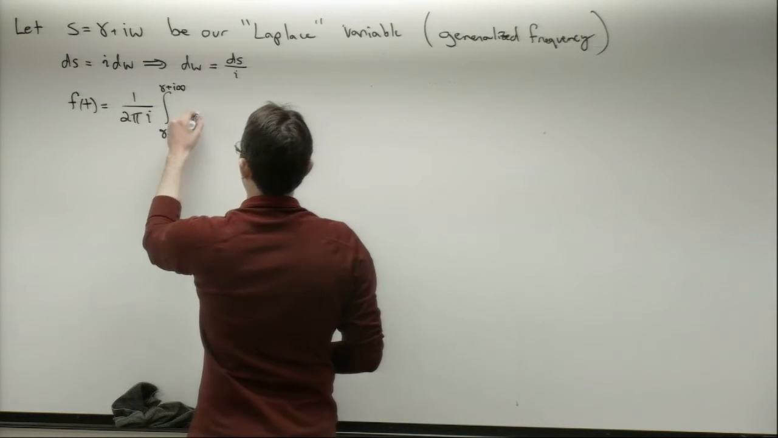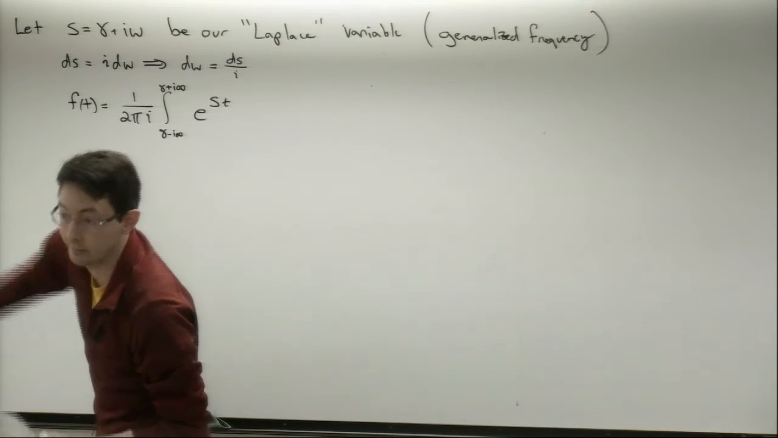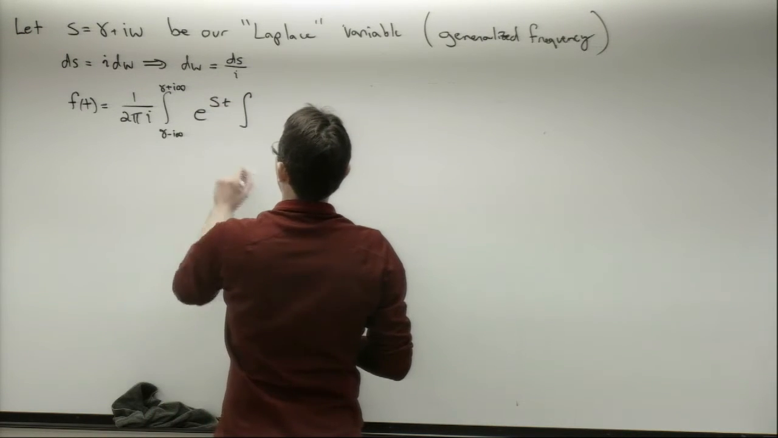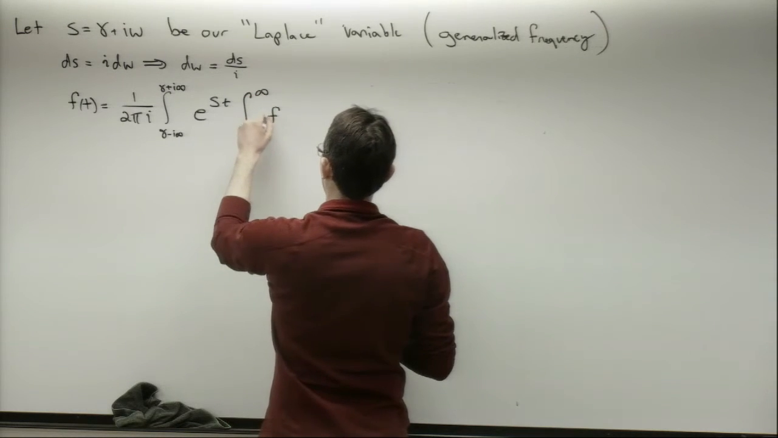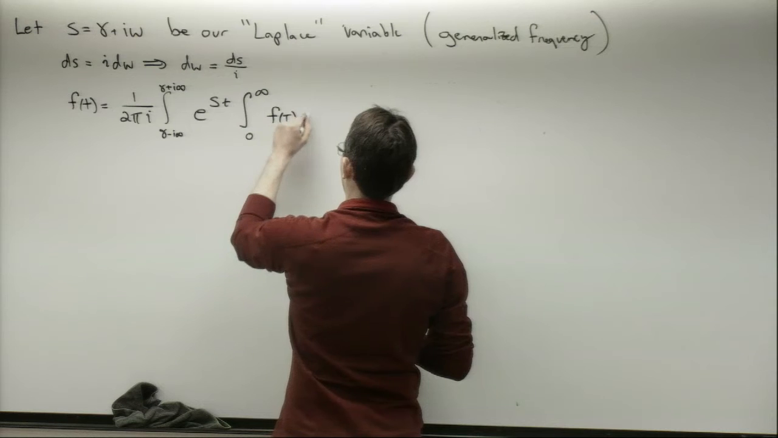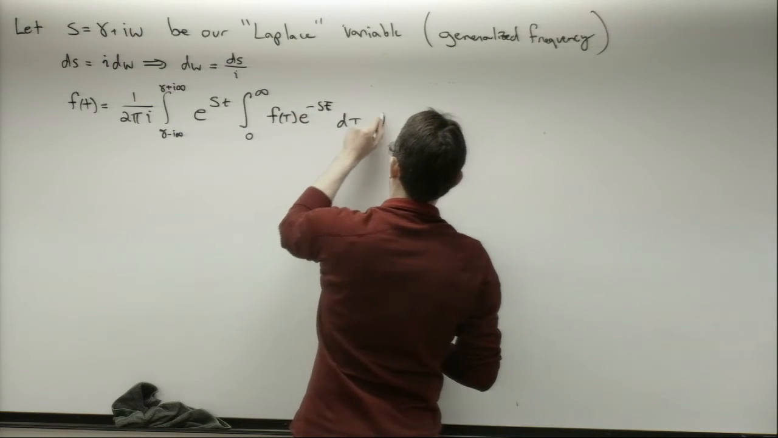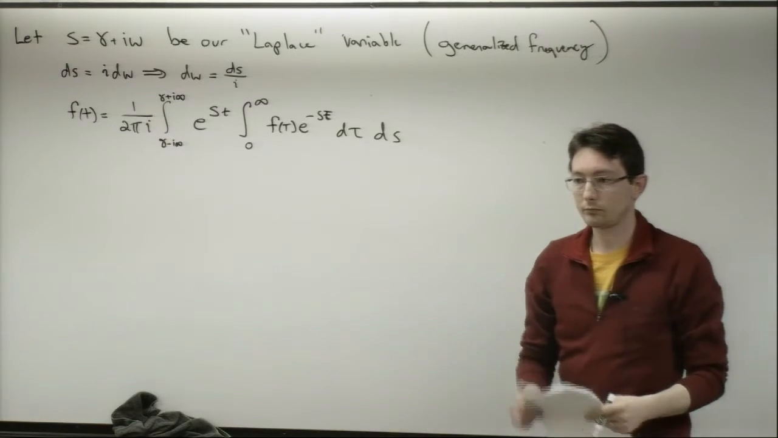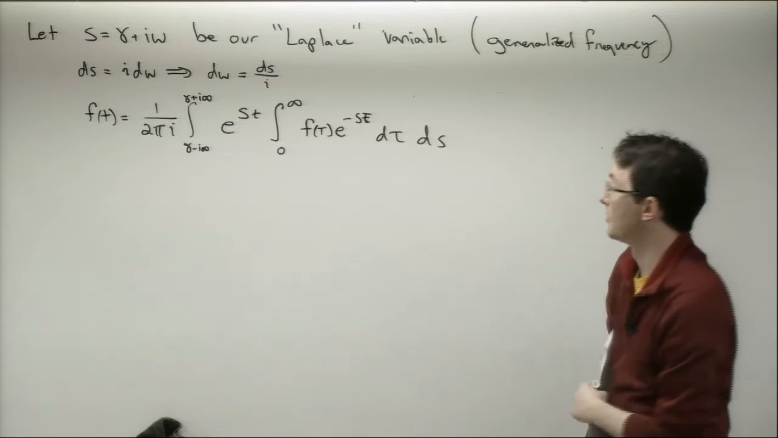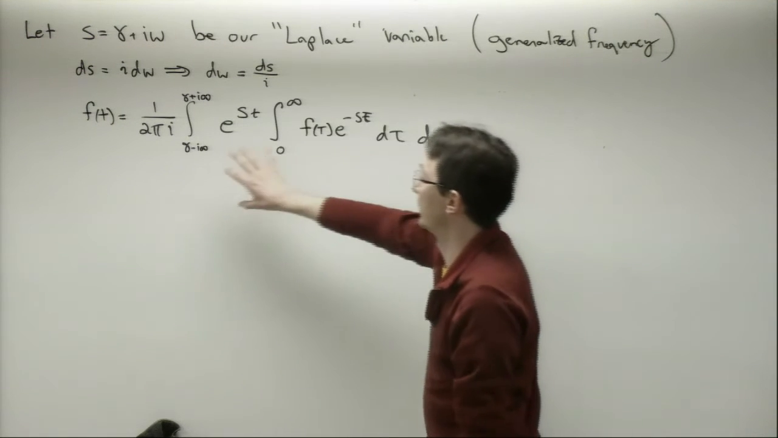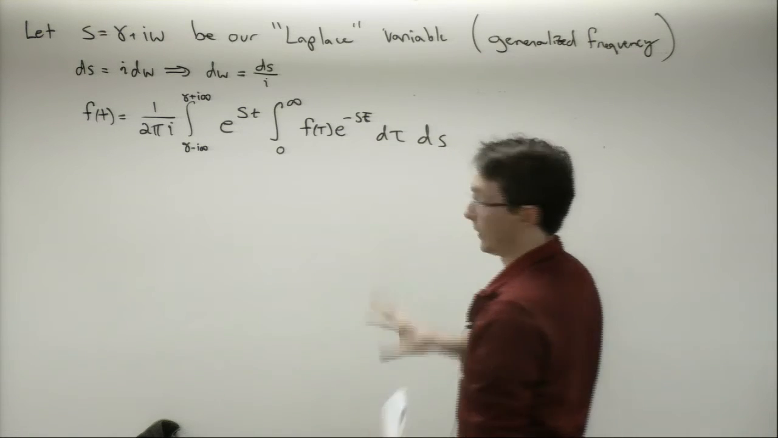of e to the st. Remember that gamma plus i omega is just s. Times the integral from 0 to infinity of f of tau e to the minus s tau d tau ds. Okay, we're super close now. This is almost exactly like the Fourier transform pair. And now I can actually split this up.